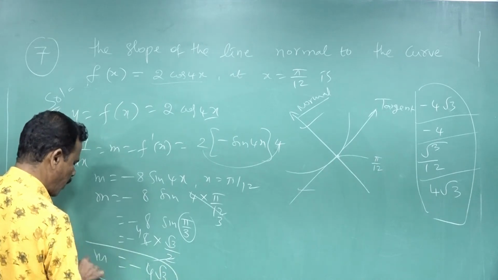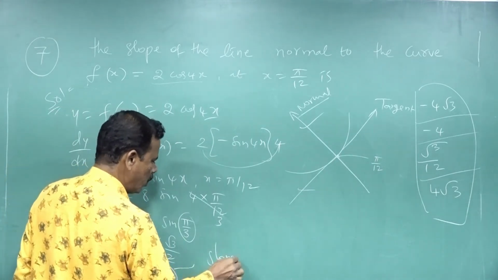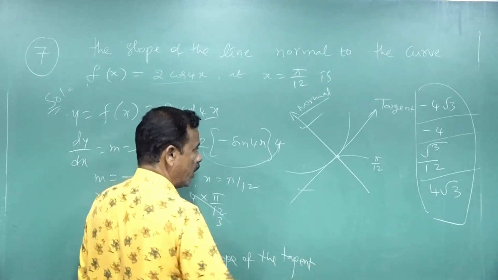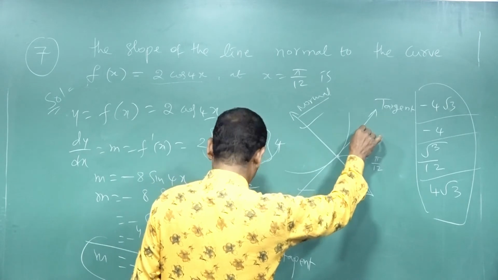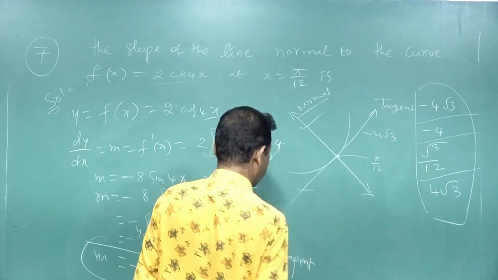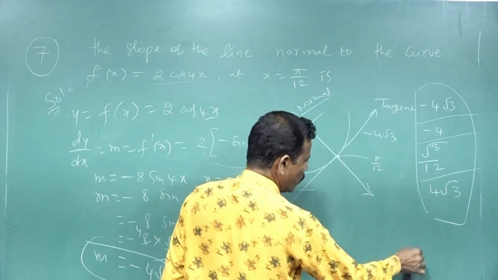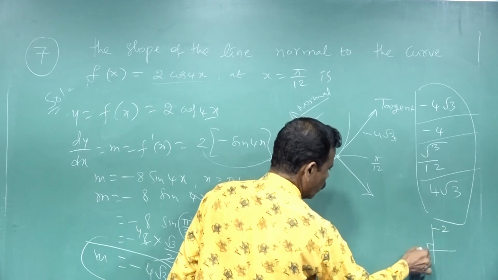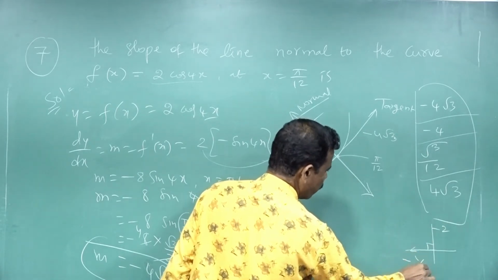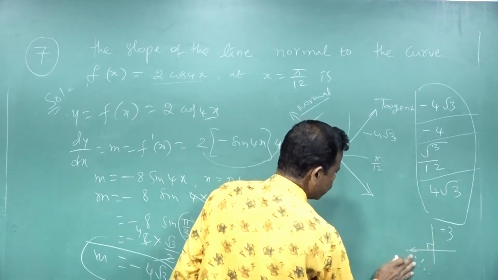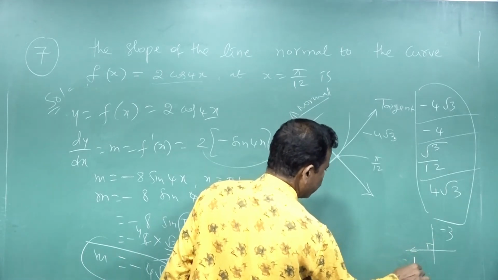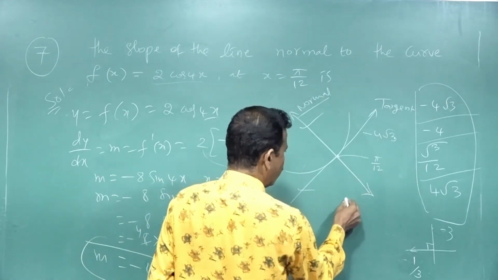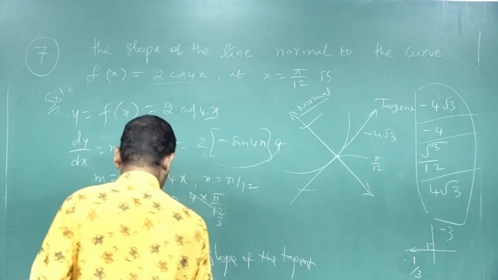This is the slope of the tangent. Okay, but he is asking the normal slope. This is minus 4 root 3. So suppose one slope is 2 for perpendicular lines, the other slope is minus 1 by 2. Suppose here minus 3, the other slope is 1 by 3. So their multiplication is minus 1. So reciprocal and minus, what comes? Slope of the normal.